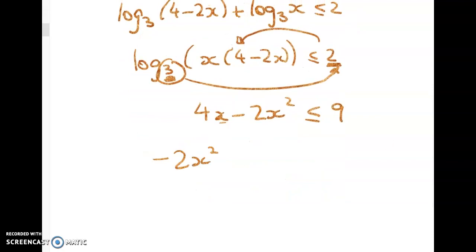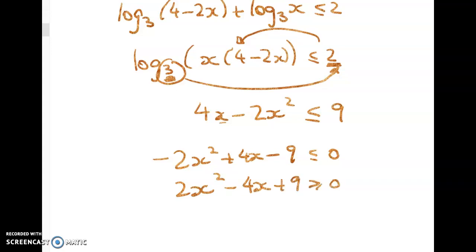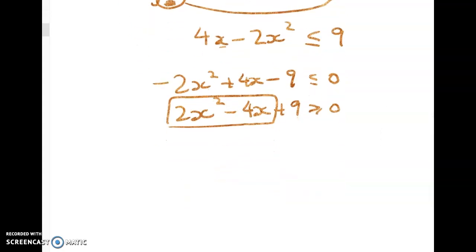Negative 2x squared plus 4x minus 9 is less than or equal to 0. Multiplying that through so that I don't have a negative coefficient on the x squared gives me this. And now I want to figure out when this is strictly positive. Now you could do this using the quadratic formula, or you could try and factorize it, whatever you want to do. But I'm going to do completing the square on this.